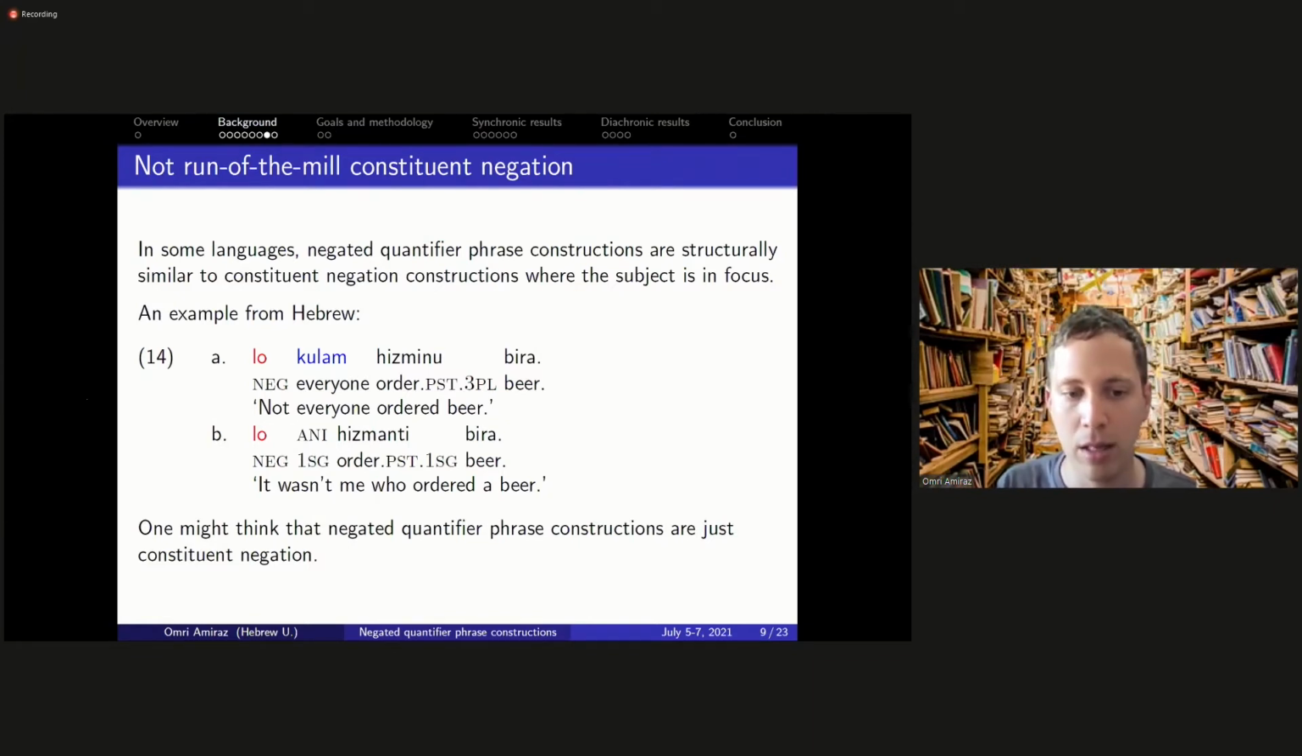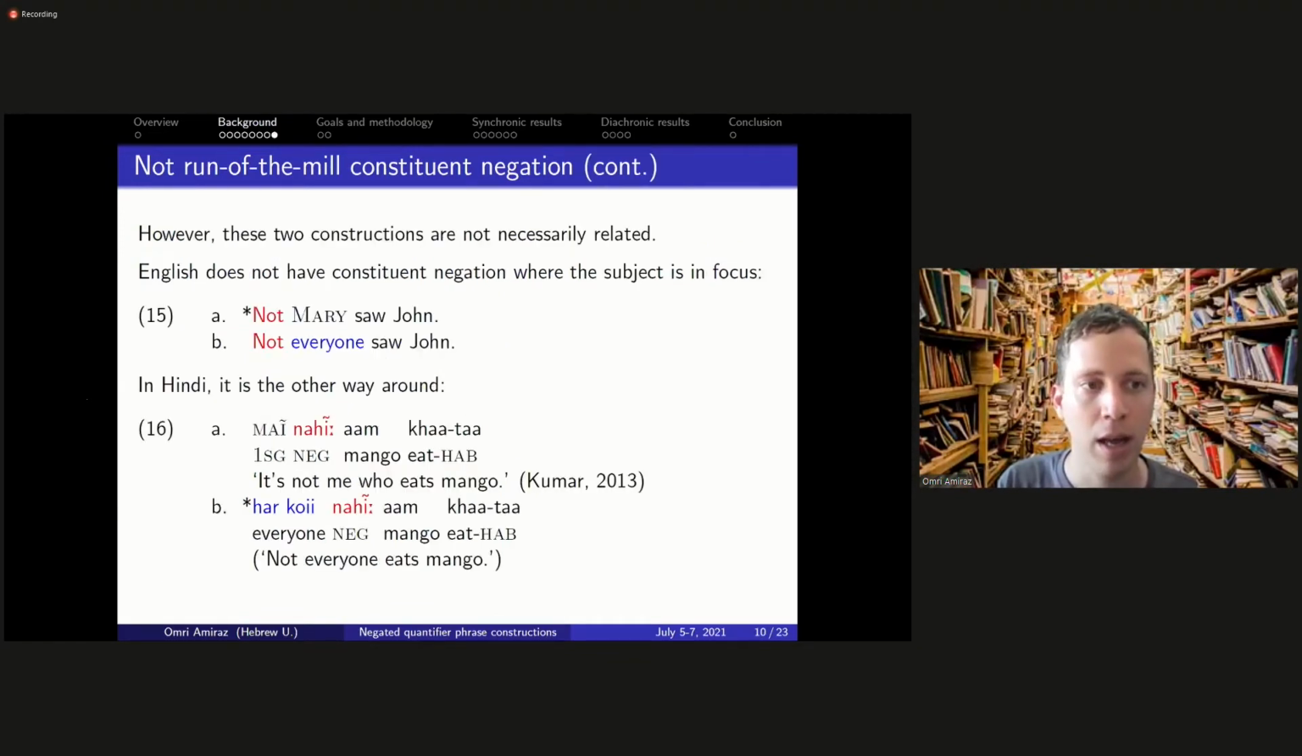So one might think that the negated quantifier phrase constructions are just constituent negation and they're not really constructions of their own right. But in fact, we see that the two constructions are not necessarily related, unlike in Hebrew.